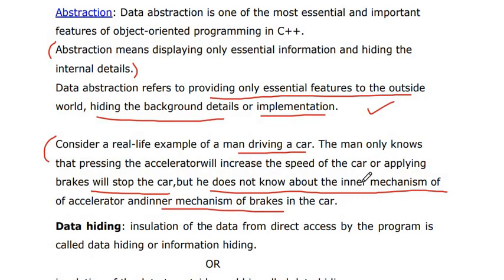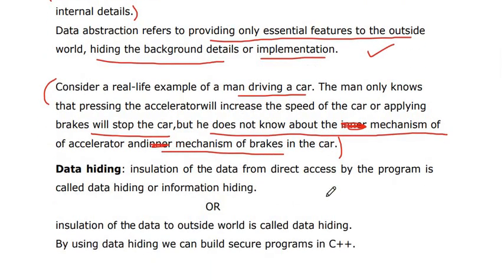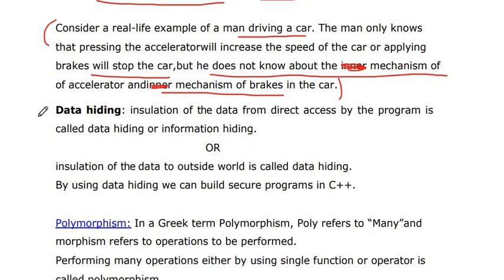Here, not inner, internal mechanism. This is the internal word. Internal mechanism of the accelerator and internal mechanism of the brakes in the car. So this is called data abstraction. So here the man doesn't know about either the internal mechanism of the accelerator or the internal mechanism of the brakes, but he knows only how to press the accelerator and how to increase the speed of the car. Right. Next, let us go to data hiding.